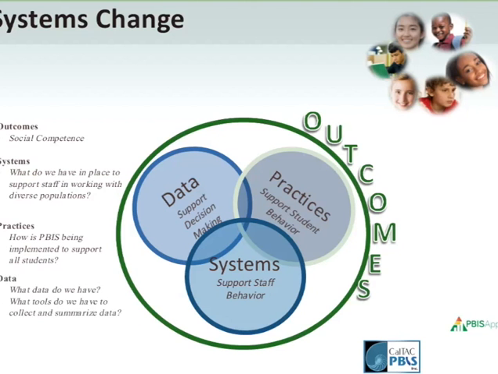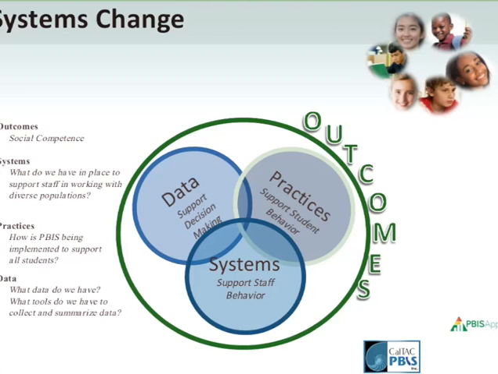One of the outcomes with PBIS schools is really to improve the social competence of our students, and we do that by taking a look at our systems. So when we're looking at our systems, it's what do we have in place that's going to support our staff when they're working with diverse populations. We also want to go back and evaluate our practices. How is PBS being implemented to support all students? This is where we're looking for that culturally relevant curriculum. And then data. What data do we have? What tools do we have to collect and summarize that data?